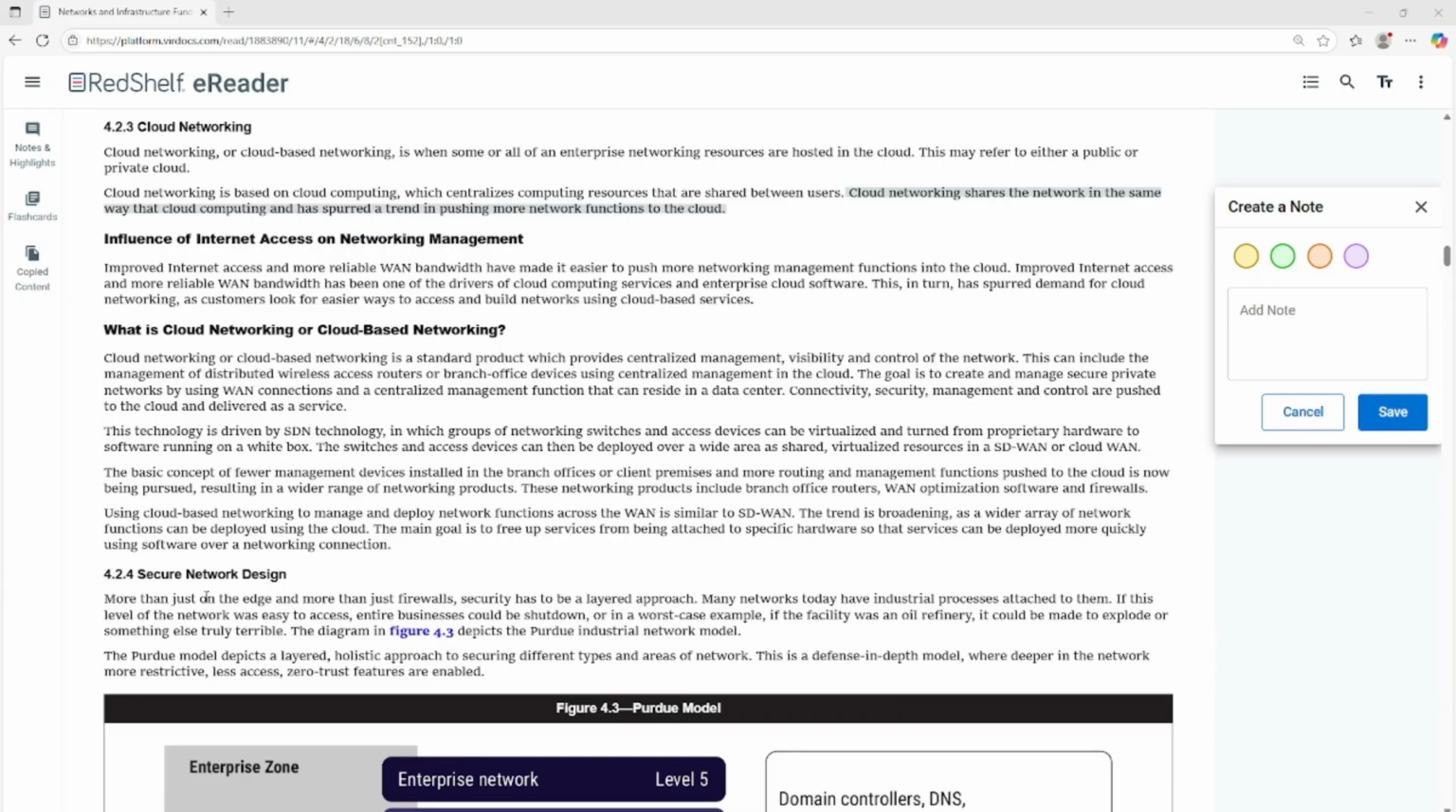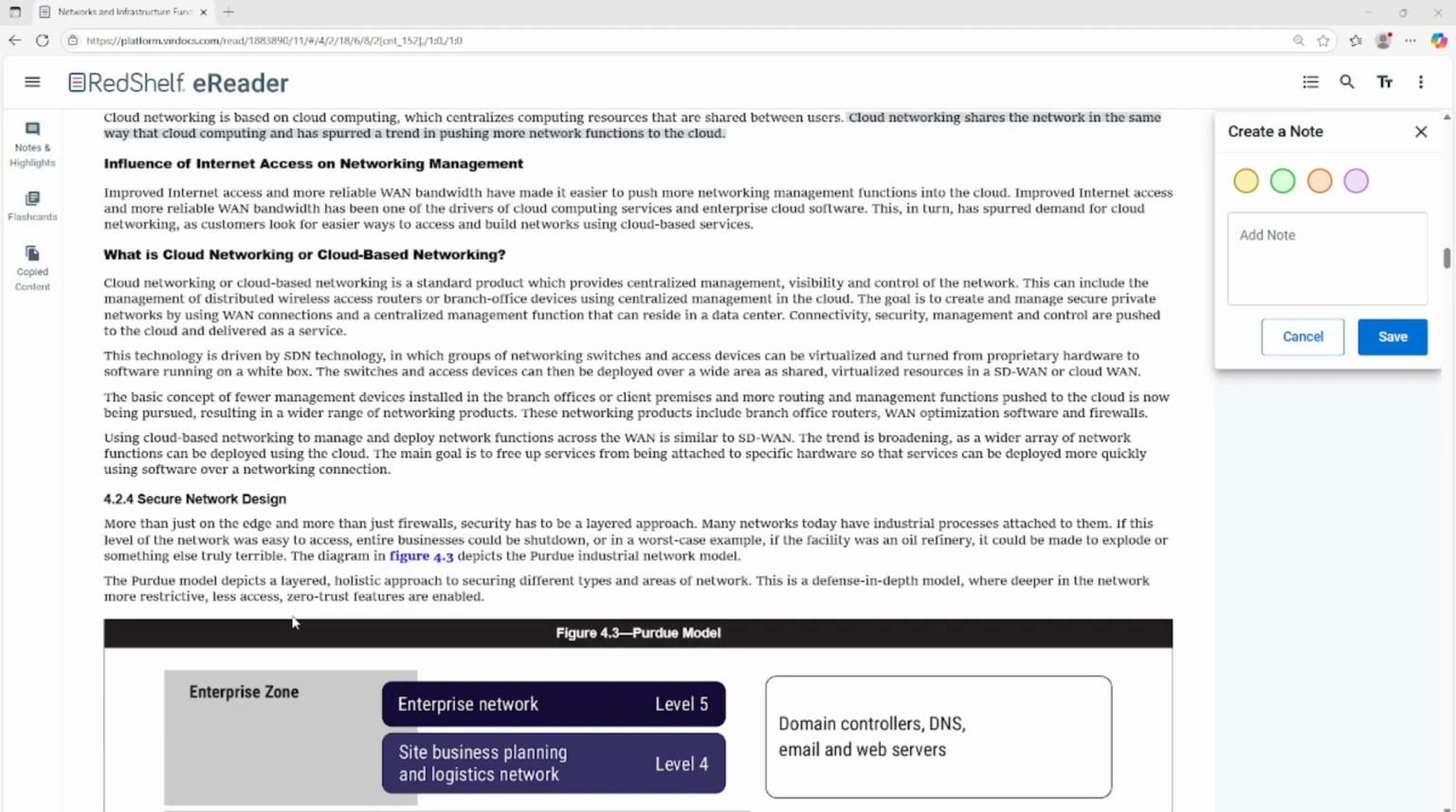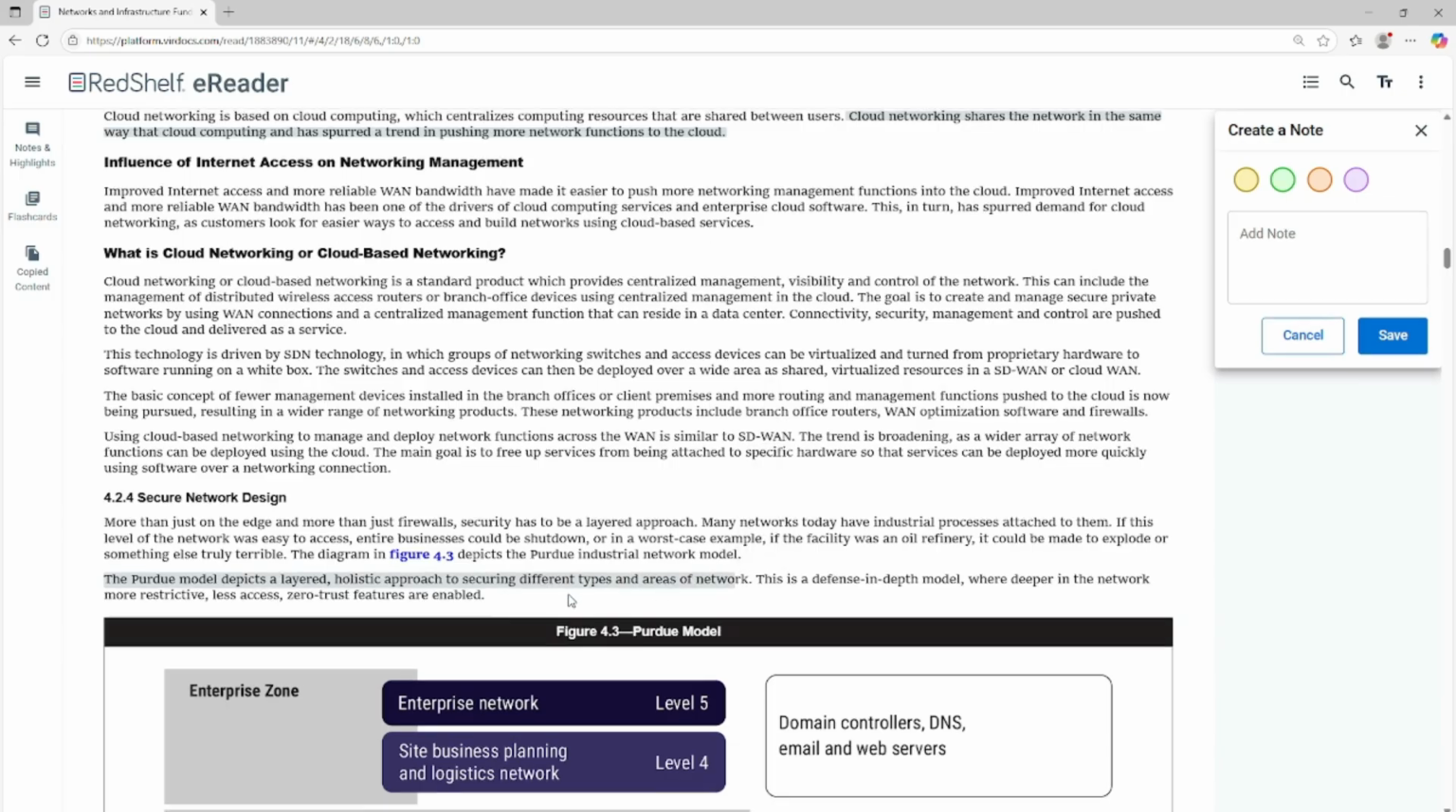Secure network design. It's more than just the edge and more than just firewalls. Security has to be layered. It has to be a layered approach. Many networks today have industrial processes attached to them. The Purdue model depicts a layered, holistic approach to securing different types and areas of networks.